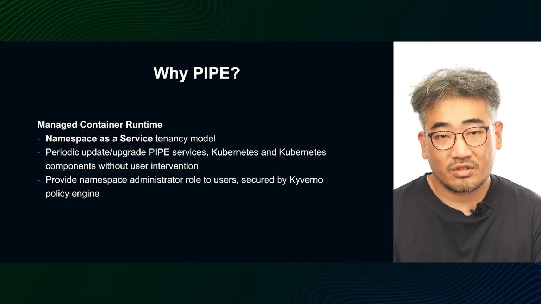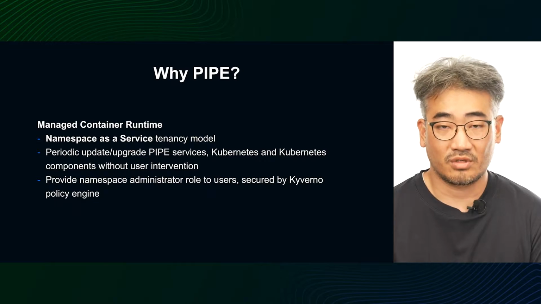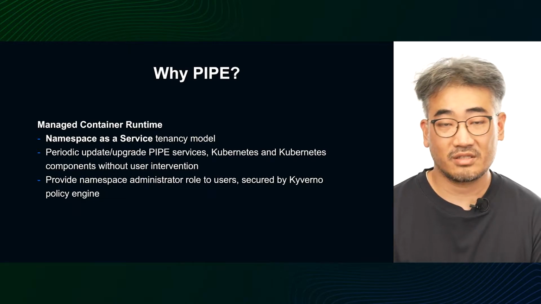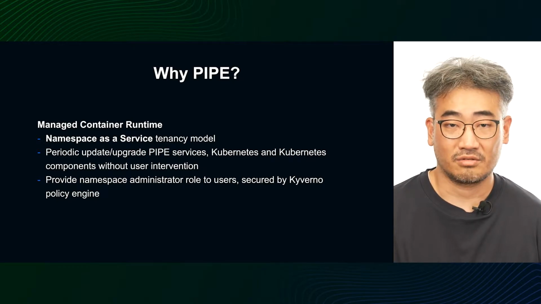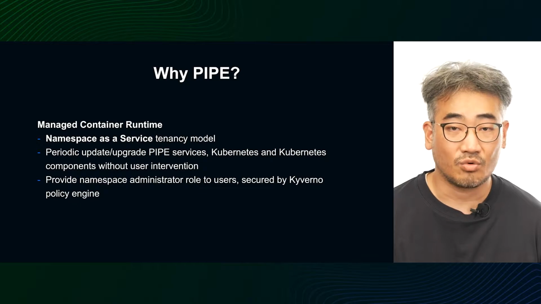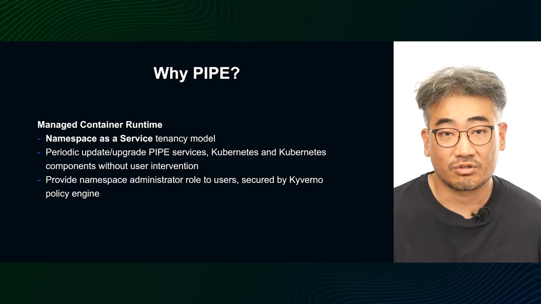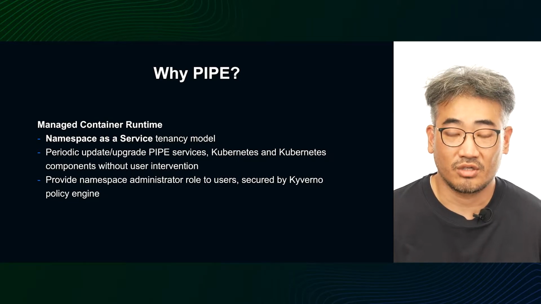And second is container runtime. So we provide namespace as a service model. So it means that we don't give dedicated Kubernetes to developers. They can apply, it goes through the workflow. It doesn't go through any approval, but you just come into our website and you can just create by using the button.